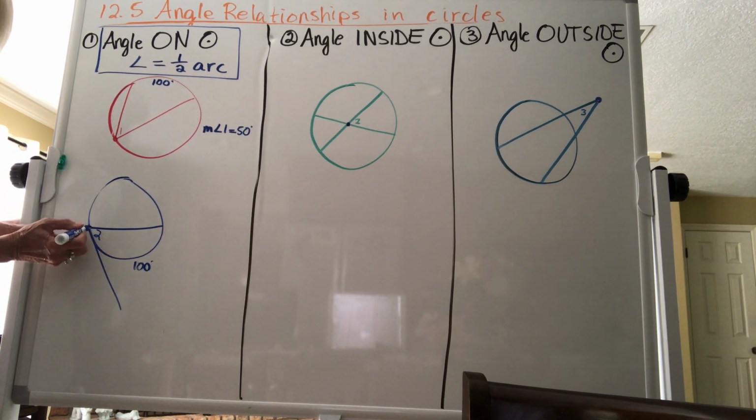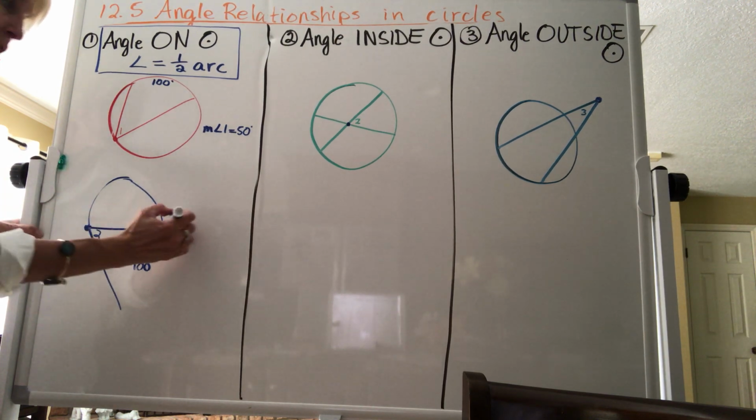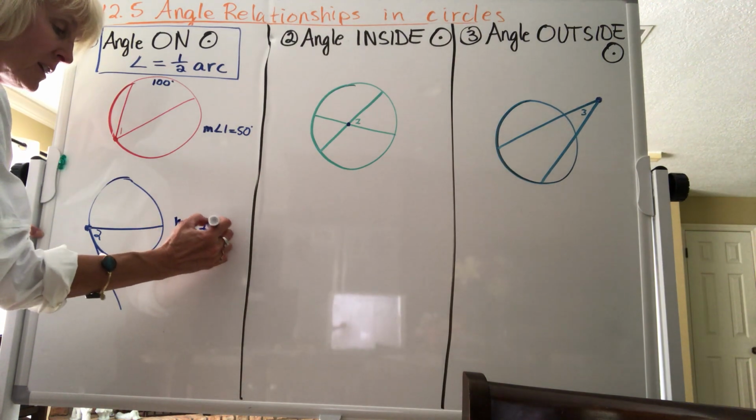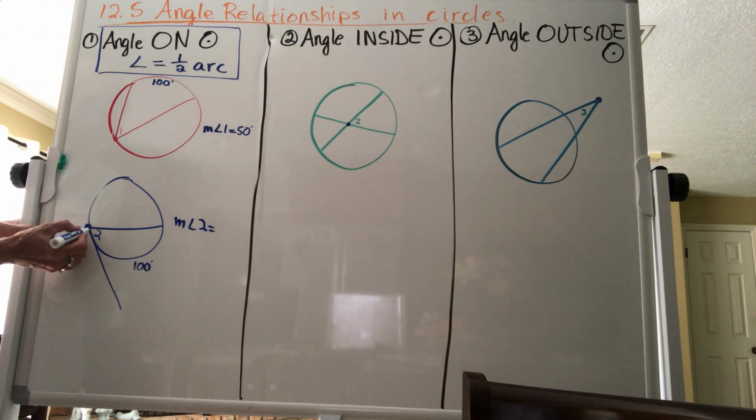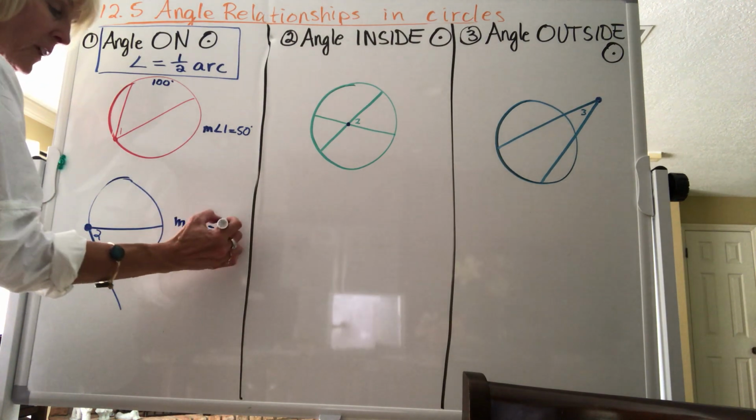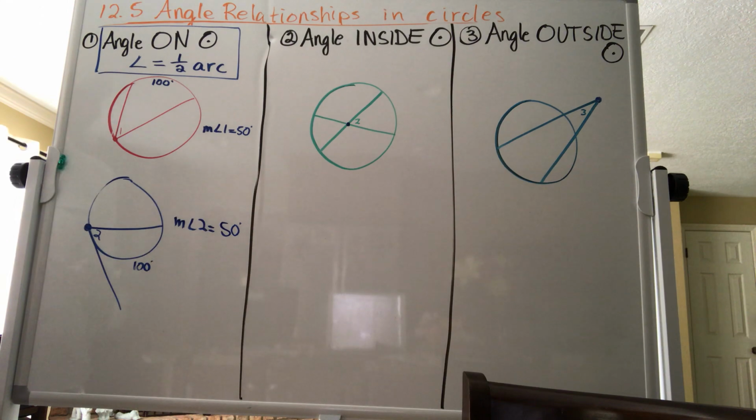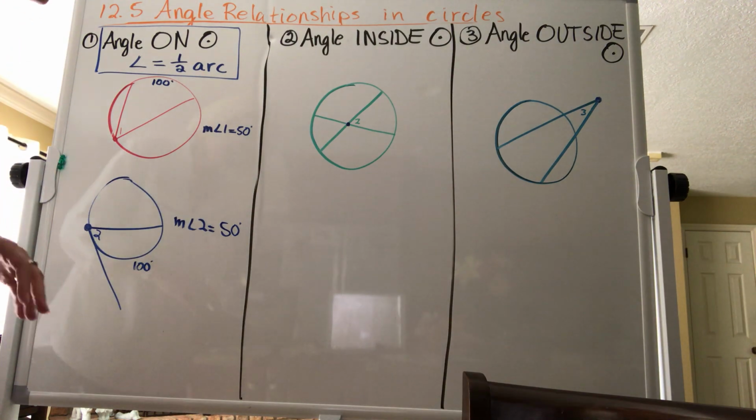So it just expands what we already knew, so it's not too difficult. I'm just expanding it and saying anytime the vertex is on the circle, take half the intercepted arc. So the measure of angle 2 would still be 50 degrees there. Okay? And then of course we could go backwards in it.